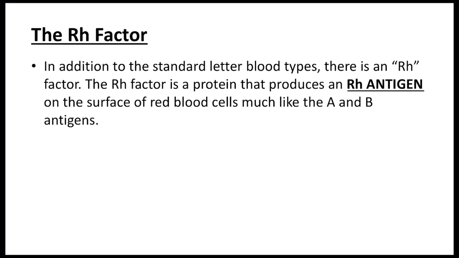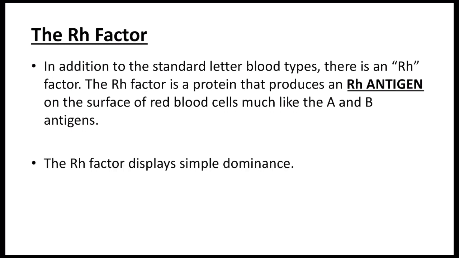Now we're going to talk about something called Rh factor on blood. In addition to the standard letter blood types, A, B, AB, and O, there is an Rh factor. The Rh factor is a protein that produces the Rh antigen on the surface of red blood cells, much like that of the A and B antigens. This is controlled by a completely separate gene from blood type, so it is completely independent of blood type.